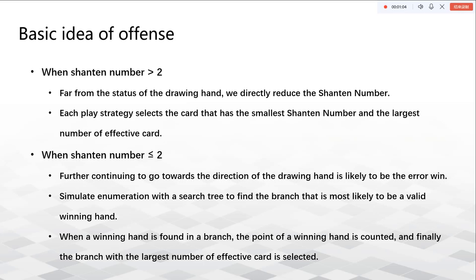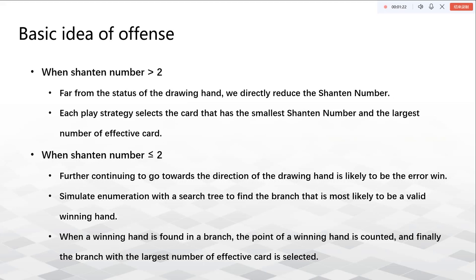When the shanten number is less than or equal to 2, considering the limitation of 8 points, continuing with the previous strategy is likely to lead to a narrowing of options. Therefore, we use a search tree to find the best solution.